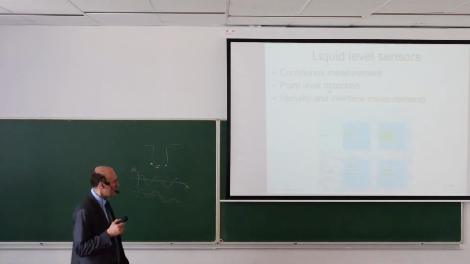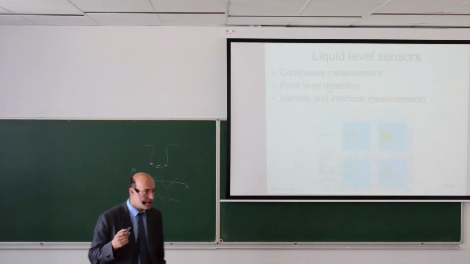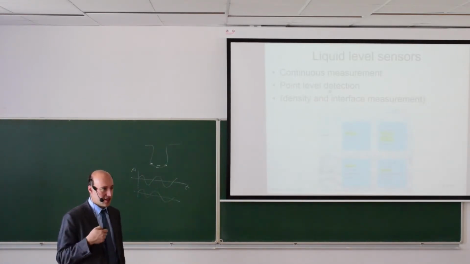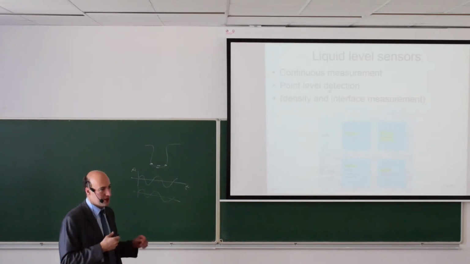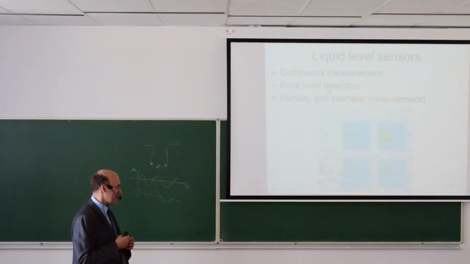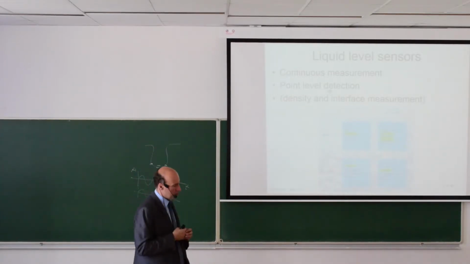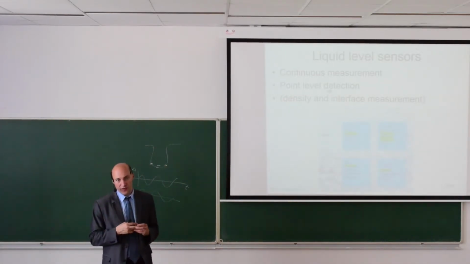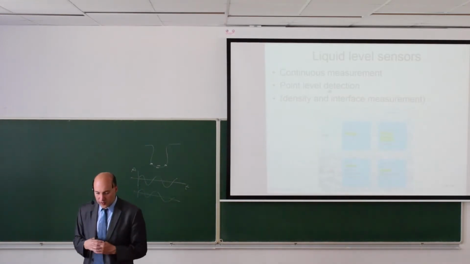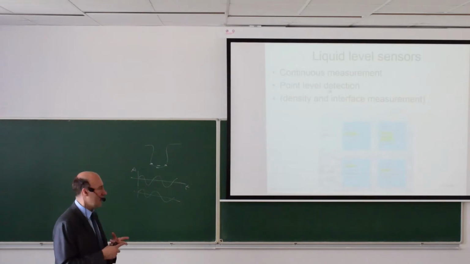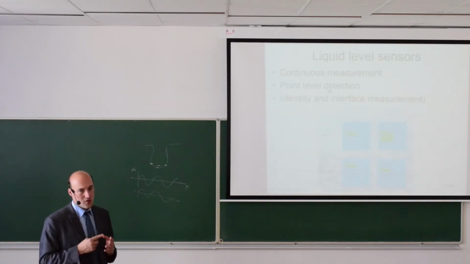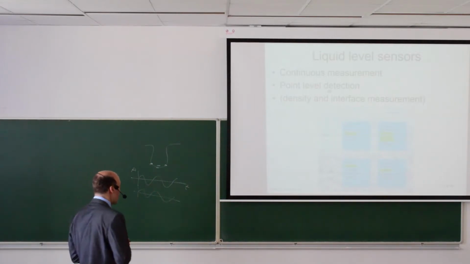The applications are different. You can require in the process that you have continuous information about the liquid level in the tank, for example. But for many processes, it's also sufficient to have just information the tank is full or the tank is empty. So this is the difference between continuous and point level sensors. You will see that they can use similar principles for detection.